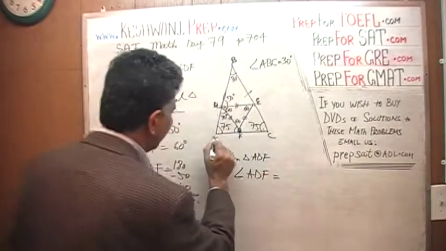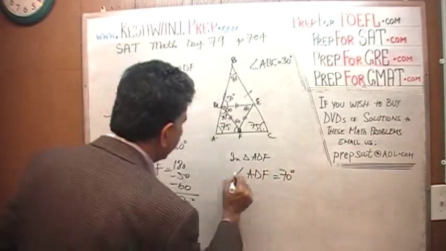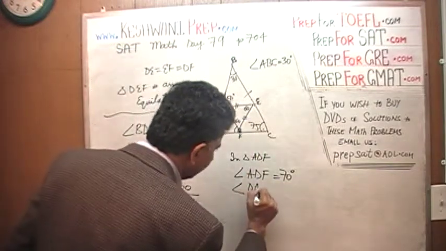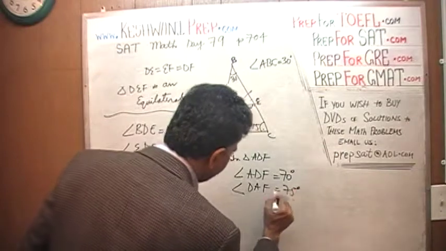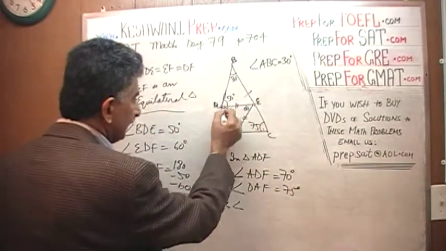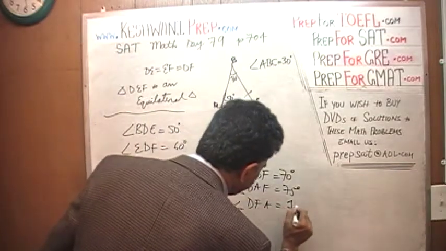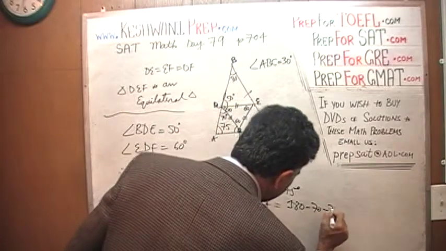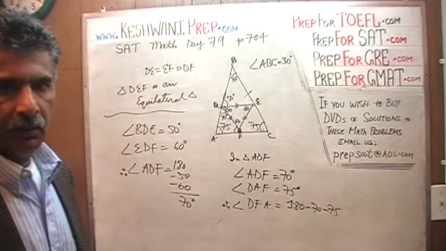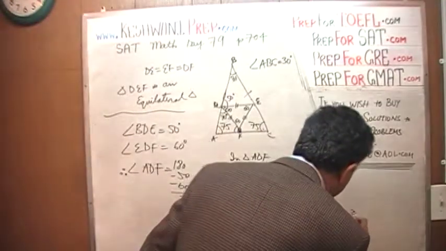ADF equals ADF. This angle equals 70. We also know that angle DAF equals 75. Therefore, the angle that they are looking for, which is DFA, must equal 180 minus 70 minus 75. 70 plus 75 is 145, so 180 minus 145 is 35 degrees.